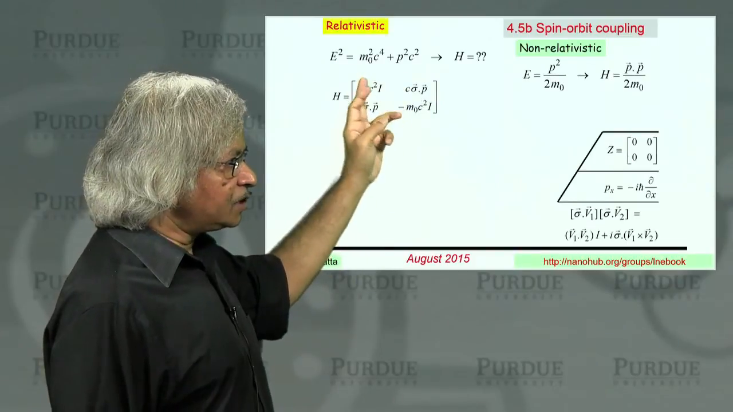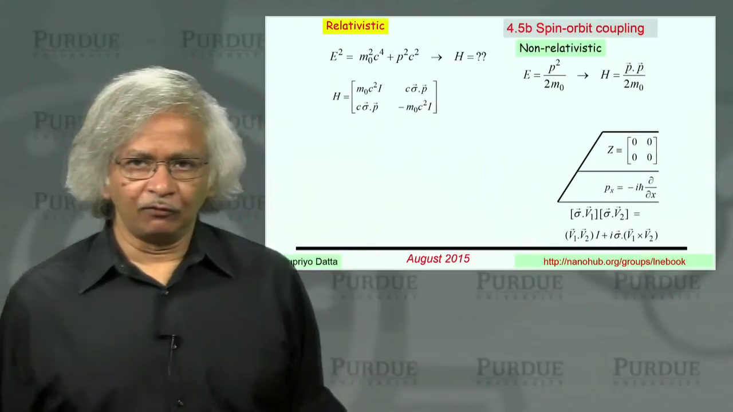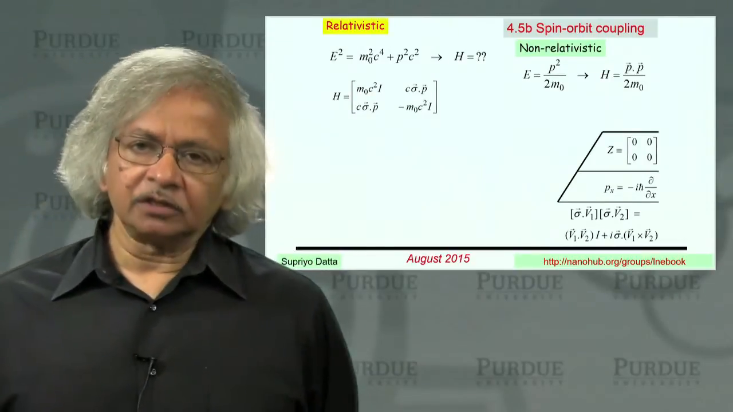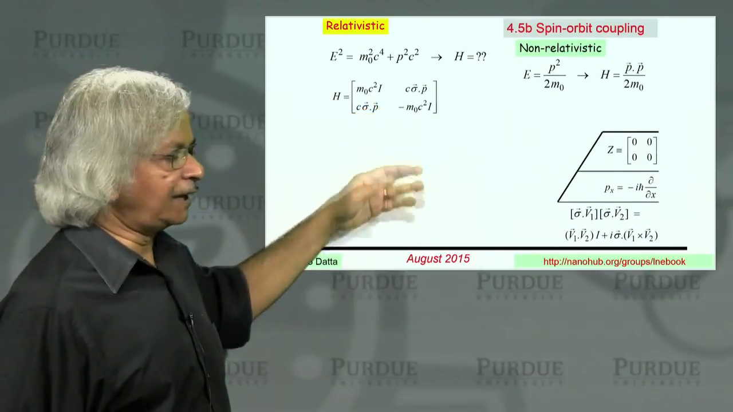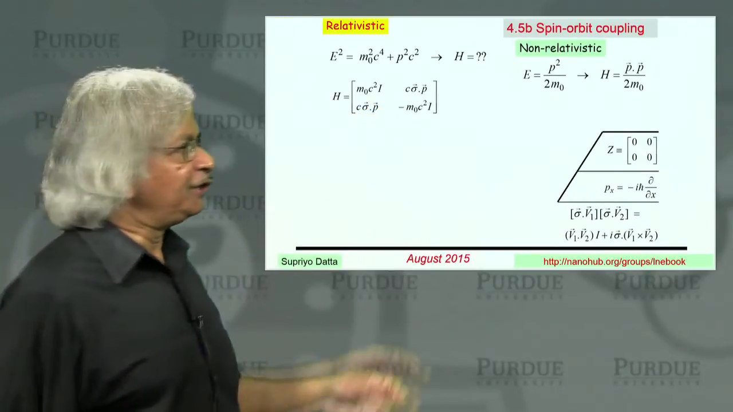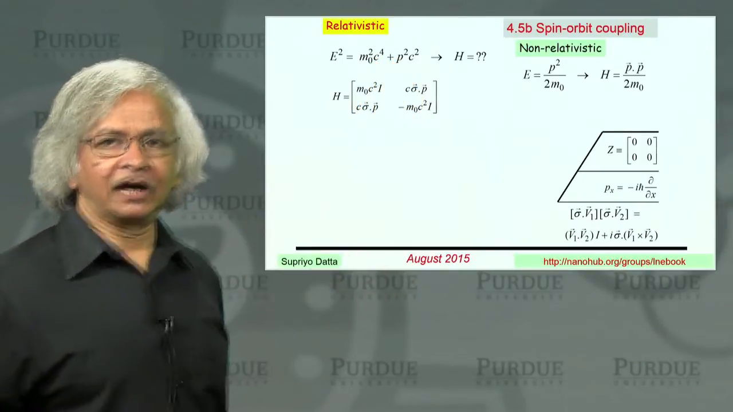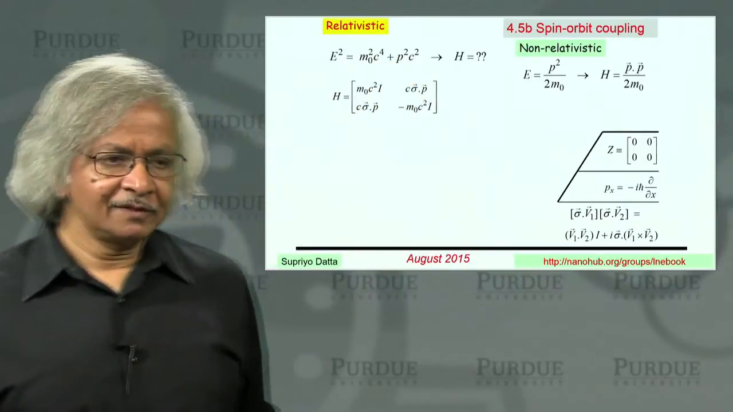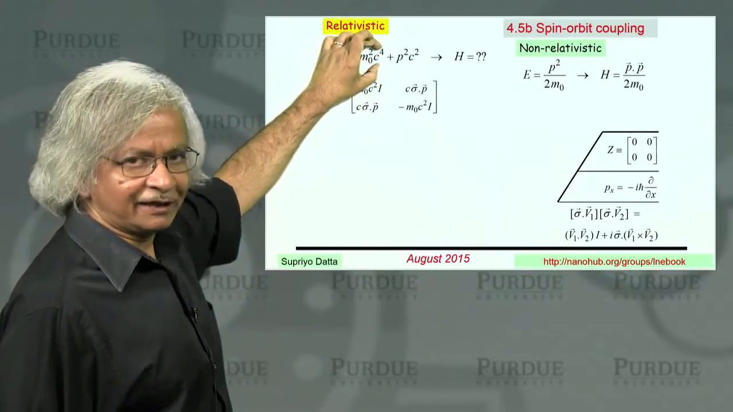So each one of these is a 2 by 2 matrix. So overall it's a 4 by 4 matrix. And what Dirac showed was that this matrix, if you multiply it by itself, you will indeed get that number times a 4 by 4 identity matrix. So in some sense, it's like the matrix square root of that.